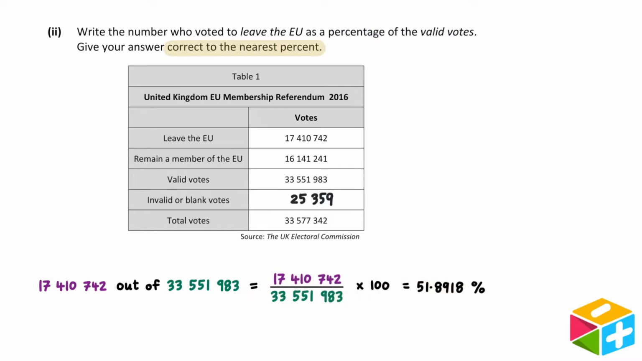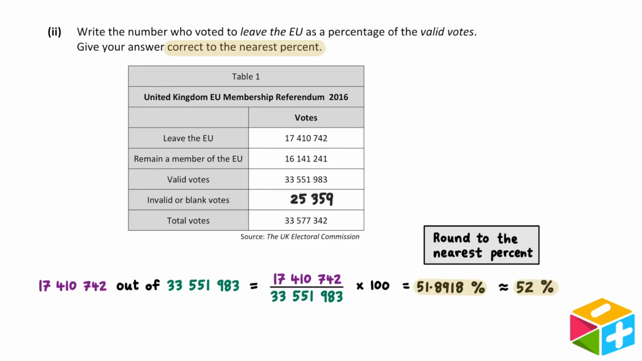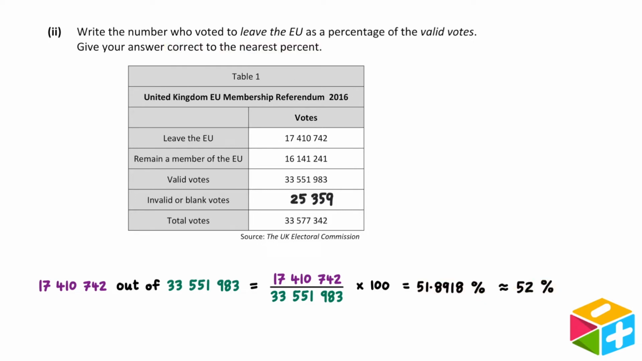The question asks us to give our answer correct to the nearest percent. In other words, the nearest whole number. When we do this rounding, we get an answer of 52%. So our final answer is that 52% of the valid votes were votes to leave the EU.